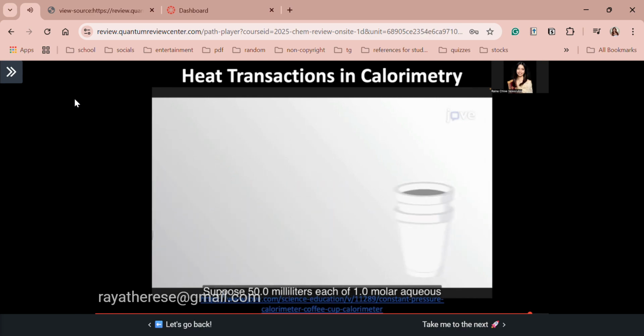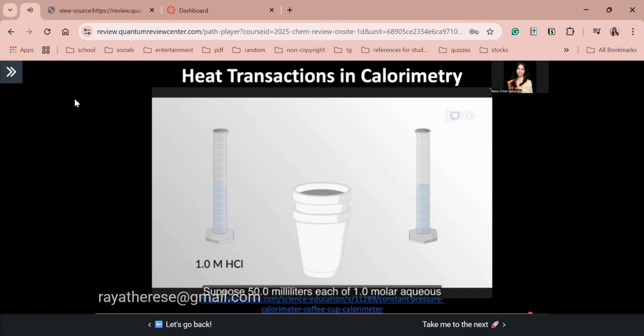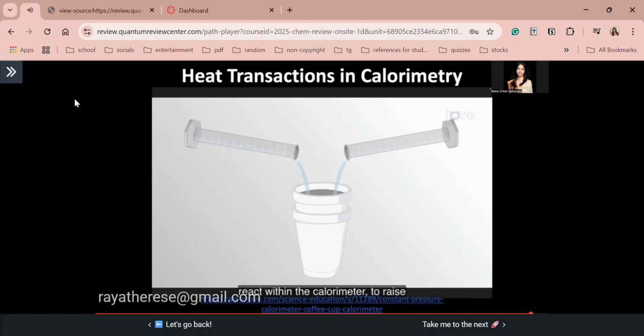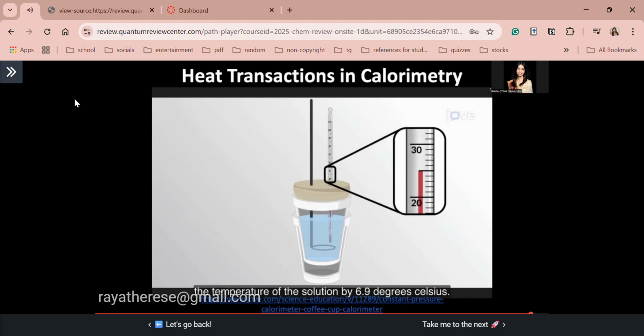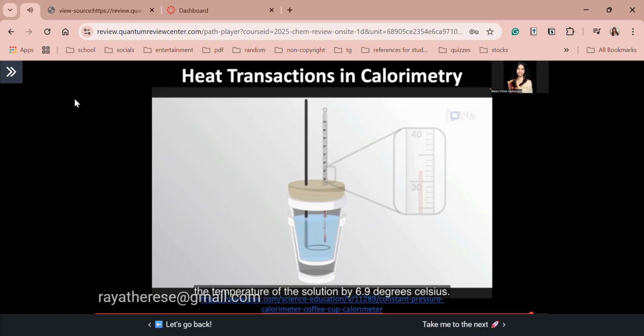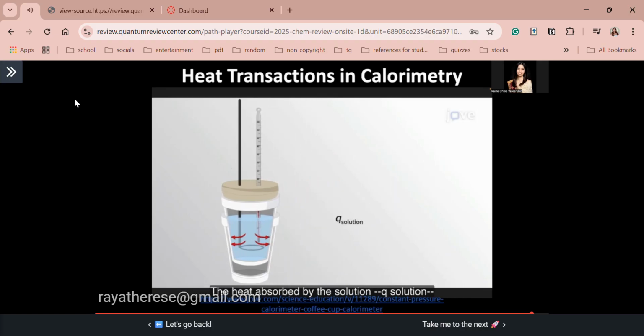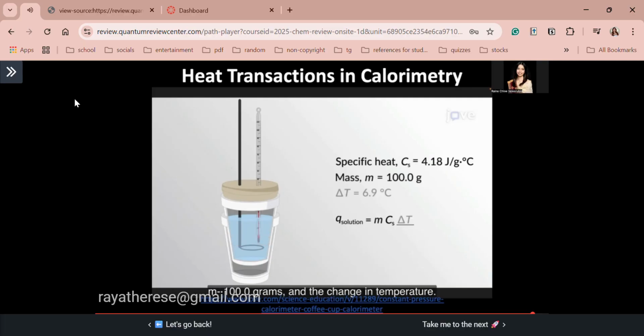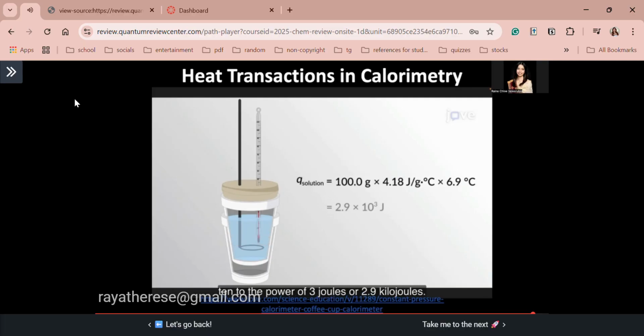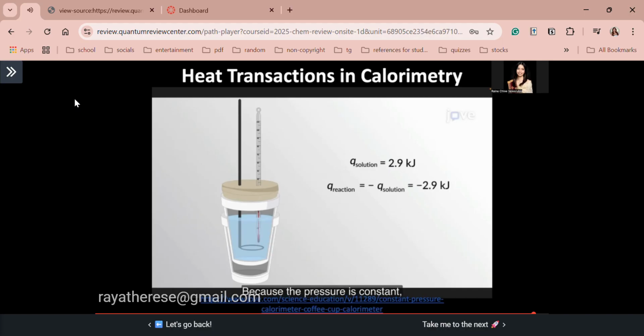Suppose 50.0 milliliters each of 1.0 molar aqueous hydrochloric acid and 1.0 molar aqueous potassium hydroxide react within the calorimeter to raise the temperature of the solution by 6.9 degrees Celsius. The heat absorbed by the solution, Q solution, is equal to its specific heat, Cs, 4.18 joules per gram degree Celsius, just below that of water, multiplied by its total mass m, 100.0 grams, and the change in temperature. The heat of the solution is 2.9 times 10 to the power of 3 joules, or 2.9 kilojoules. The heat of the reaction, Q reaction, has the same value but with an opposite sign.